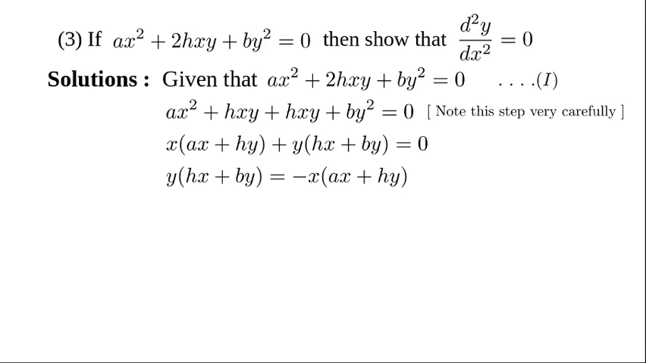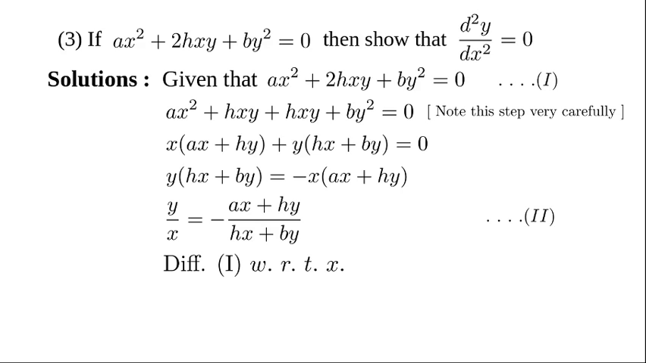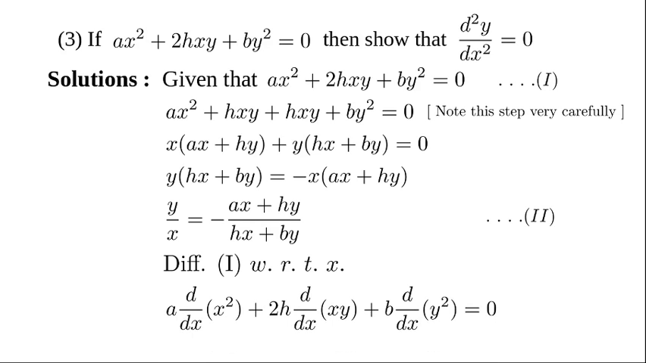Therefore y upon x equal to minus (ax plus hy) upon (hx plus by), call it as equation 2. And now we proceed for differentiating equation 1 with respect to x. So implicit function rule is applied. Differentiate each and every term as it is wherever they are. So derivative of x square, and here 2h into derivative of xy plus b into derivative of y square.